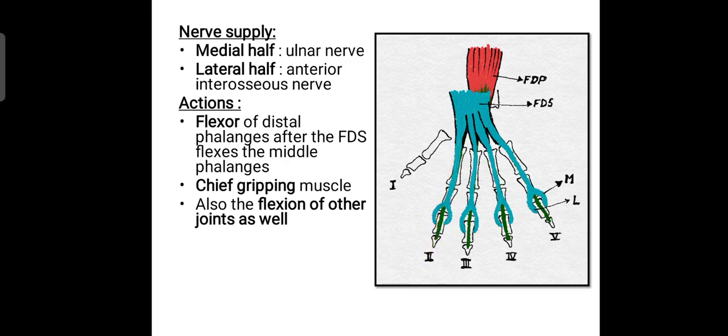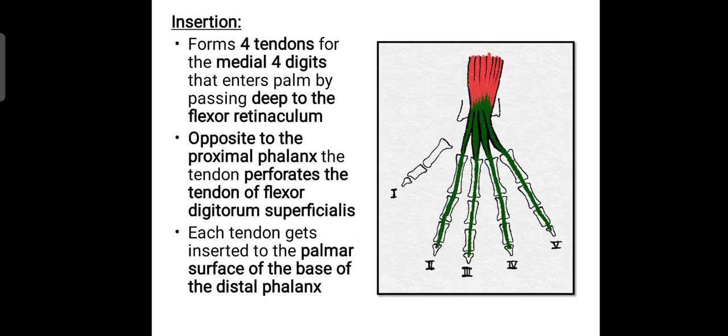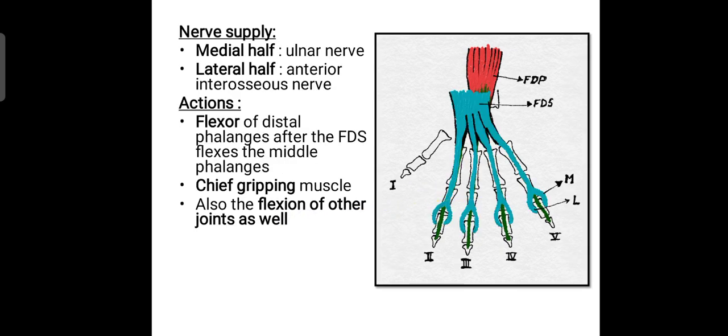So this is how it gets inserted to the distal phalanx, as it was previously described here. Opposite to the proximal phalanx, the tendon of flexor digitorum profundus perforates the tendon of flexor digitorum superficialis and finally gets inserted to the palmar surface of the base of the distal phalanx of the finger. So that defines the insertion point.